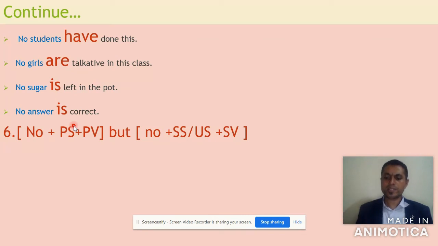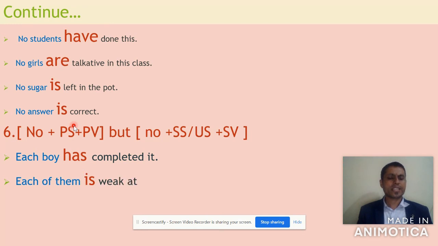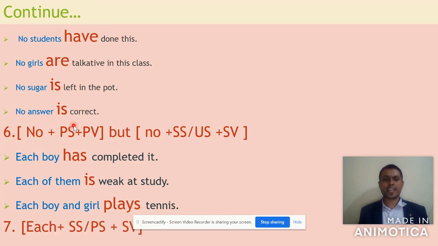My dear student, now let me take you to the next category. Each boy has completed it. Next one, each of them is with a study. Next one, each boy and girl plays tennis. Now derive the structure yourself. Each of plus singular subject or plural subject.